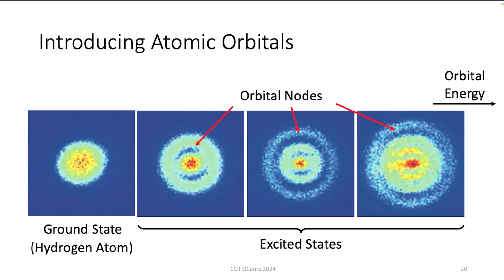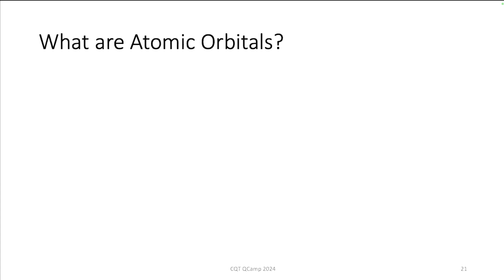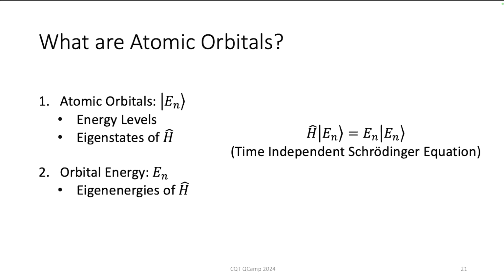But before that, I'm going to tell you what the atomic orbitals are. They are basically the energy levels of the atom. They are eigenstates of the Hamiltonian, or the energy operator, of the electron in the atom. The associated energies are called the orbital energies, or the eigenenergies of the Hamiltonian. And the two are related in this eigenvalue equation, called the time-independent Schrödinger equation. This is where you get the eigenstates and eigenenergies.